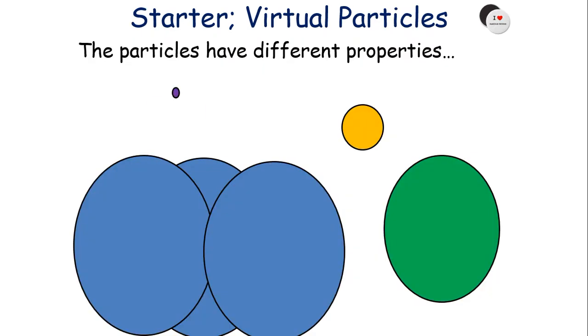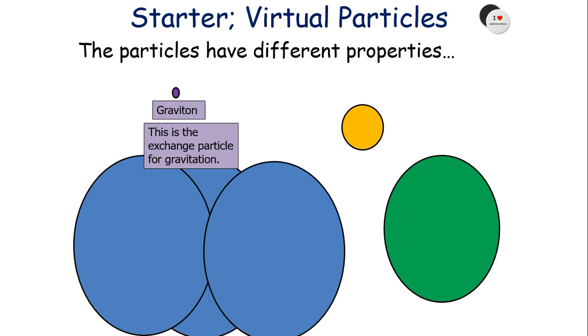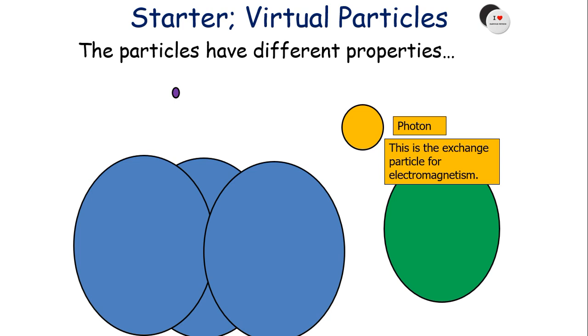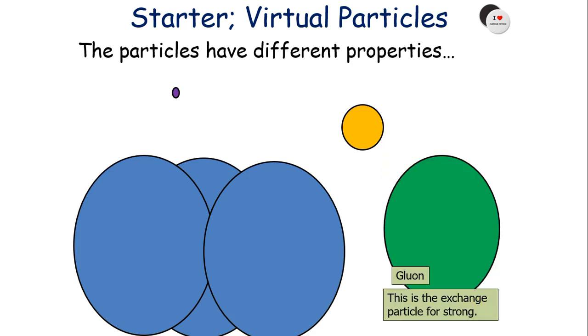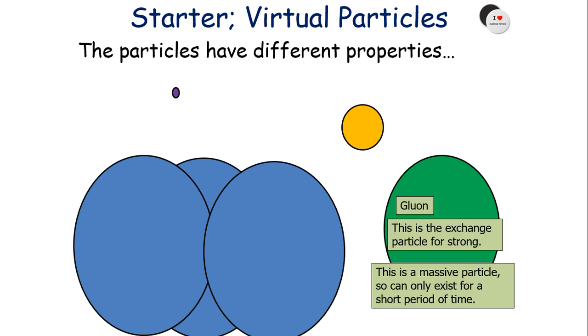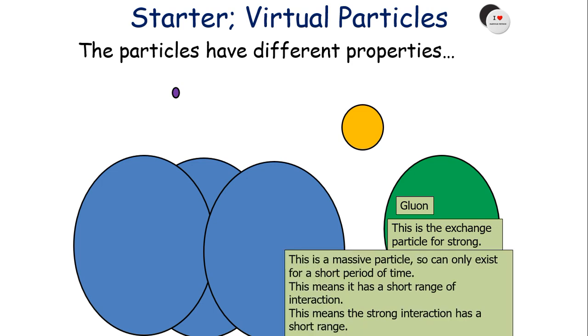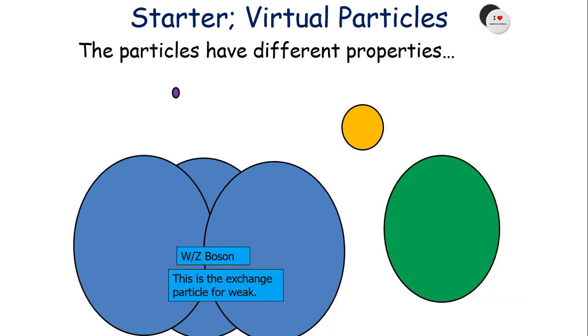Now, let's just recap our properties. The graviton, the exchange particle for gravitation, has never been directly observed. The photon, the exchange particle for electromagnetism, has no mass, so an infinite range. So the electromagnetic force has an infinite range. The gluon, which is the exchange particle for the strong interaction, is a massive particle, so it can only exist for a short period of time. So it's only got a short range of interaction. That means that the strong interaction has a very short range.